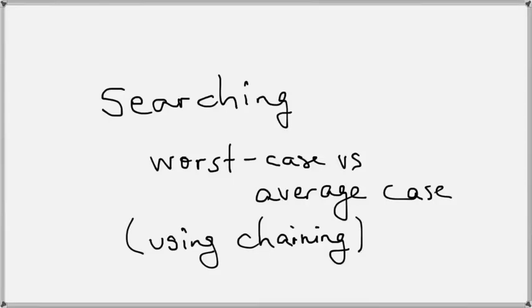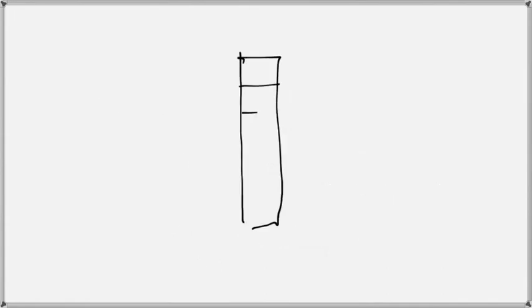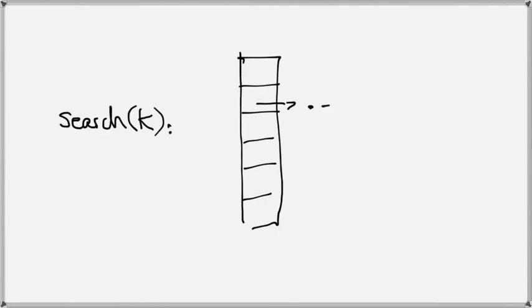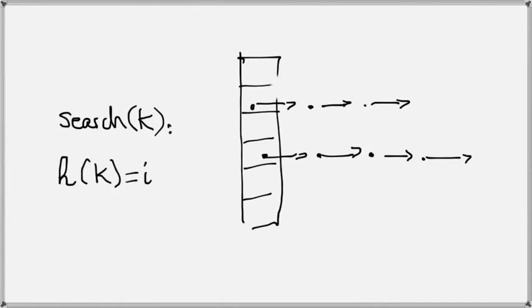So these are the in-class notes of the discussion of the time that it takes to search in a hash table when we use chaining in the worst case versus the average case. So let's say we have some hash table and we want to search for a key k, so we have already some entries in the hash table. So the first thing we do is we determine the hash value, so that might be i, and then we look into slot i, and there might be elements there.